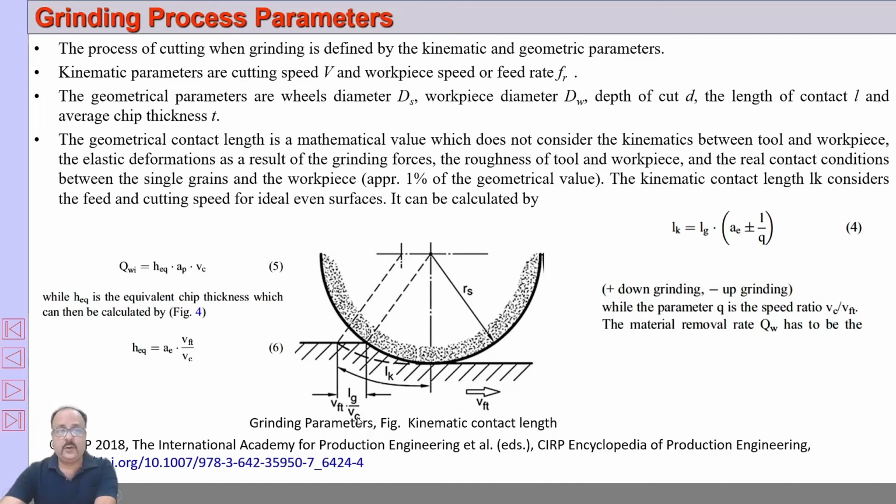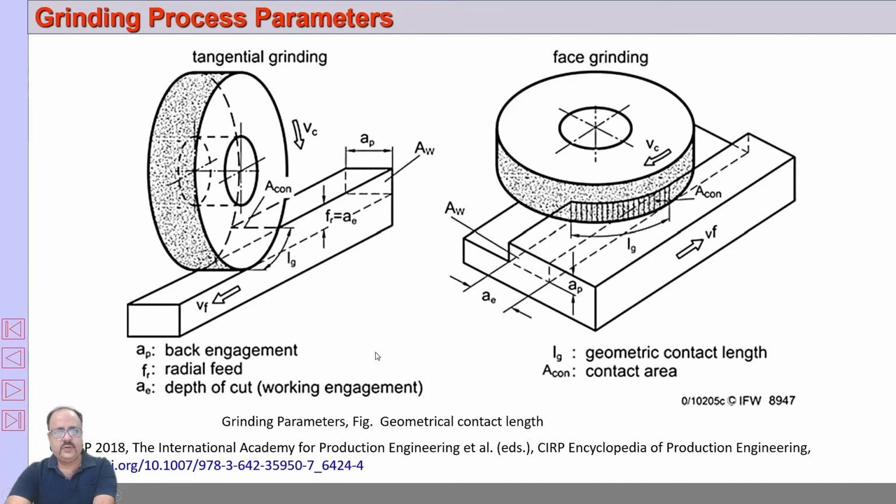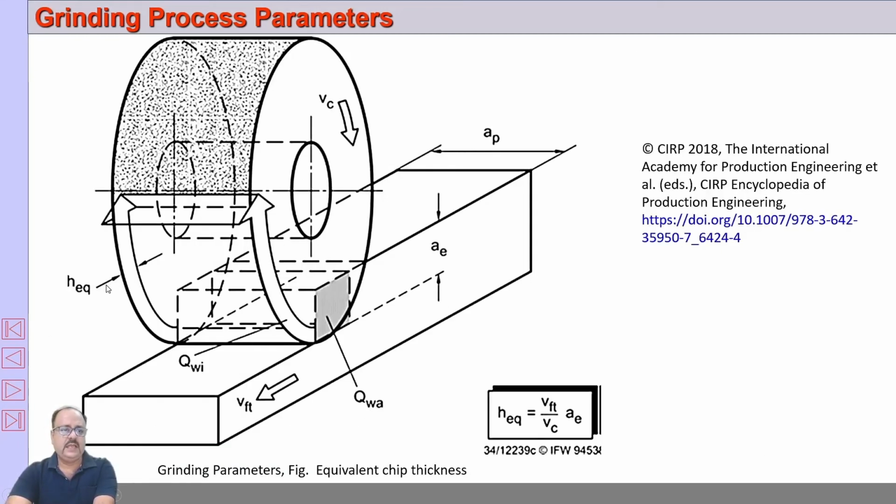So you can calculate accordingly this He. He is the equivalent chip thickness, which can be calculated as Ae, and these are given here. I'll show you in this figure. This is your Ap, and this is your back engagement. This is the depth of cut. Ae is basically the depth of cut. Lg is geometric contact length. So there is a geometric contact length and there is a kinematic contact length. And this is the He, equivalent thickness.